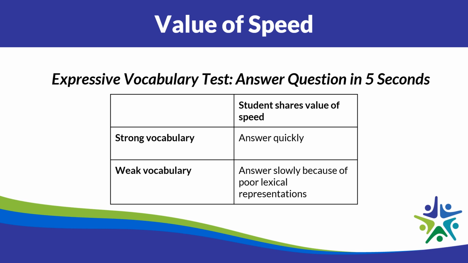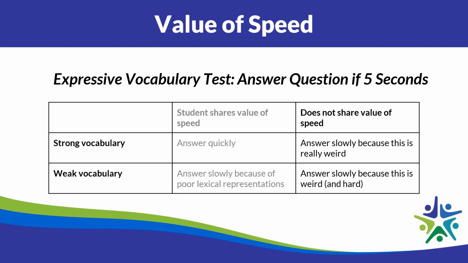And I think this is part of what the test is designed to do. If you have stronger vocabulary skills, you're going to answer quickly because you have nice, strong representations of the words, a larger lexicon. You'll be able to do it with more ease, and you can answer the question quickly. If you have weaker vocabulary skills, you may answer more slowly because you don't have as strong representations. It may take you more time to access the lexical information. So in this case, it can work out well if there is that shared assumption of the value of speed.